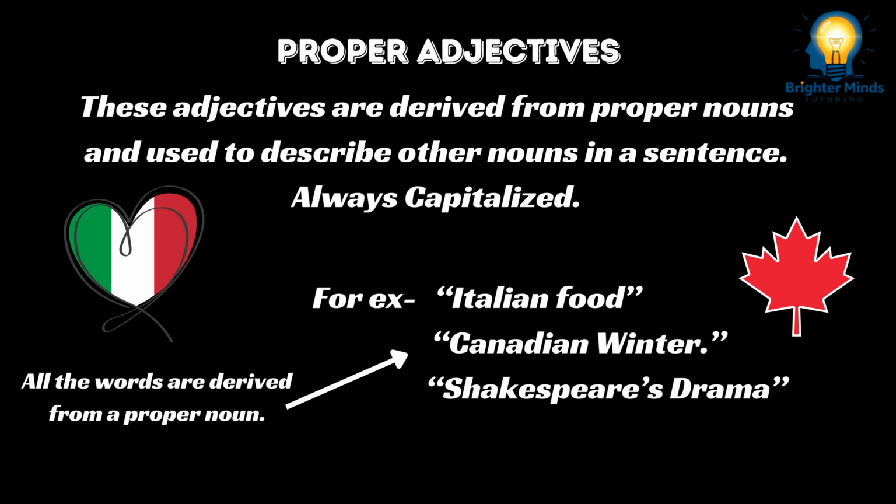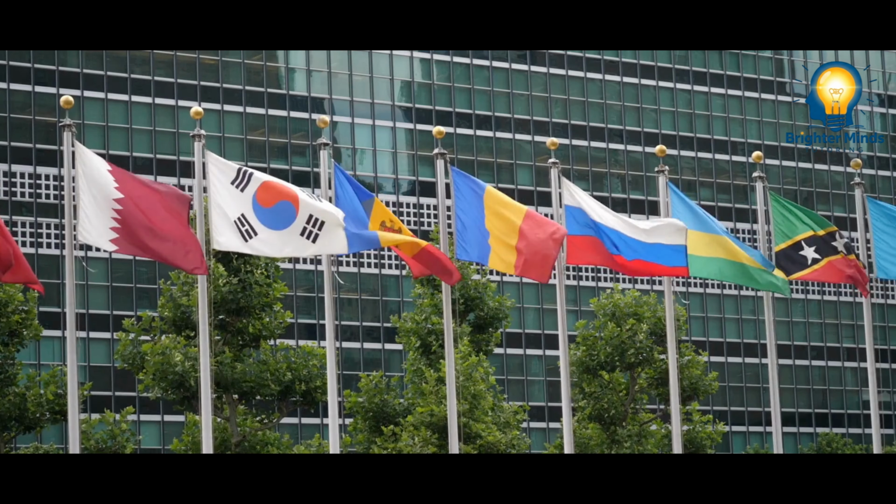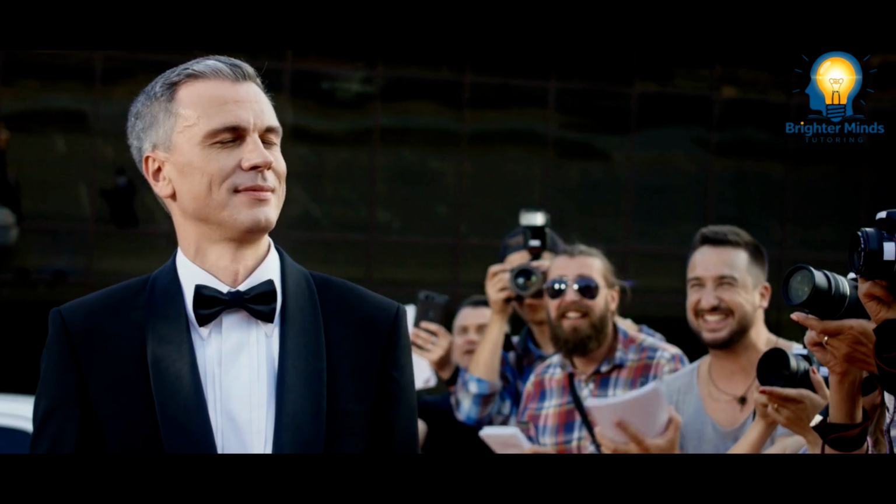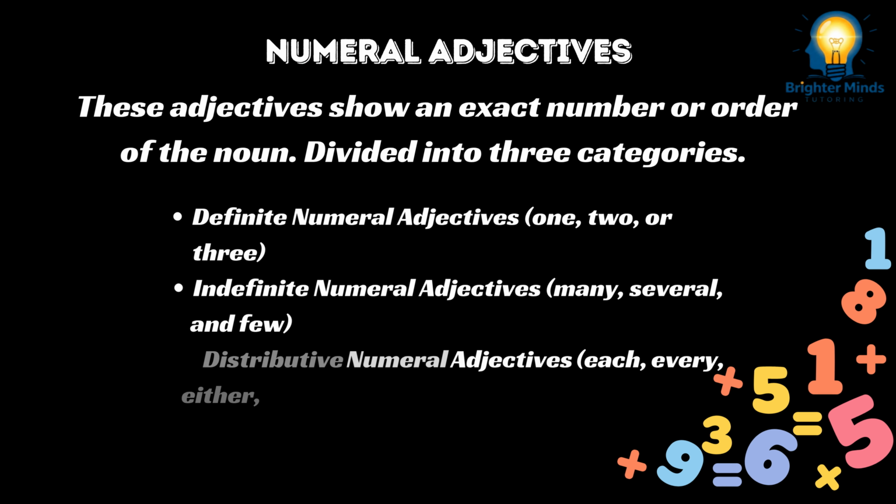Another key type is proper adjectives. These adjectives are formed from proper nouns and are always capitalized. They describe something specific that comes from a name or place. For example, Italian food, Canadian winter, or Shakespeare's drama. The words Italian, Canadian, and Shakespeare's are derived from proper nouns, Italy, Canada, and Shakespeare. Proper adjectives connect nouns with specific origin, nationalities, or famous people.